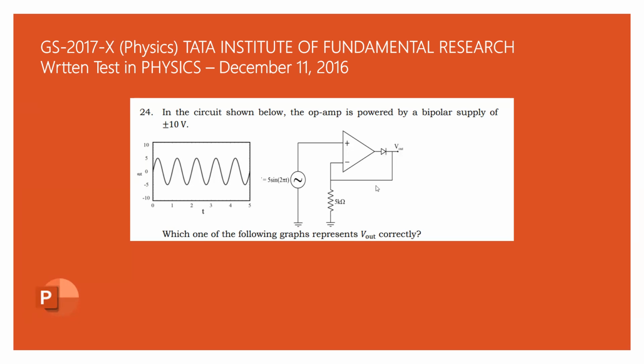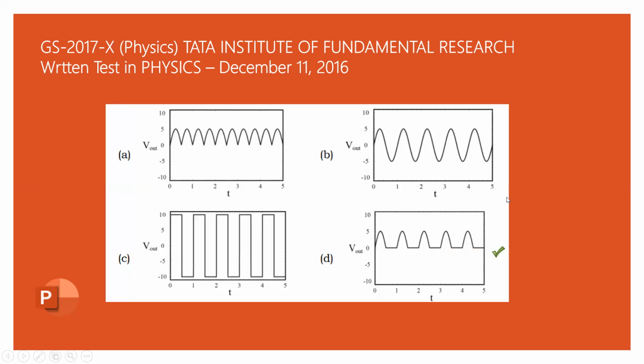So out of the given options, option D is the correct answer. For the positive cycle, you are getting the same output, and for the negative cycle, you are getting zero output.